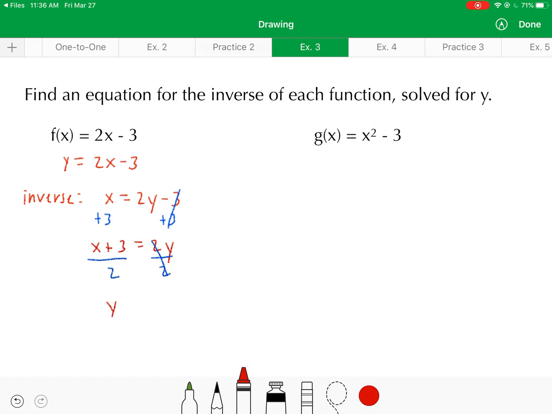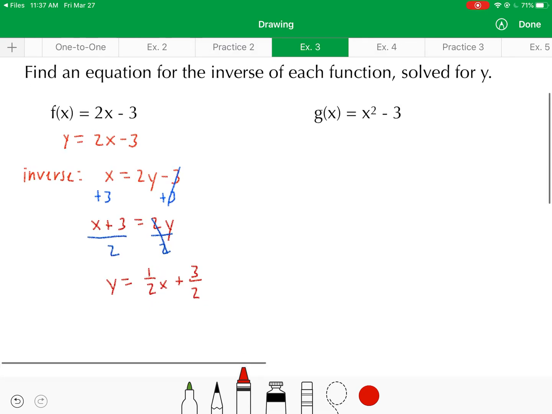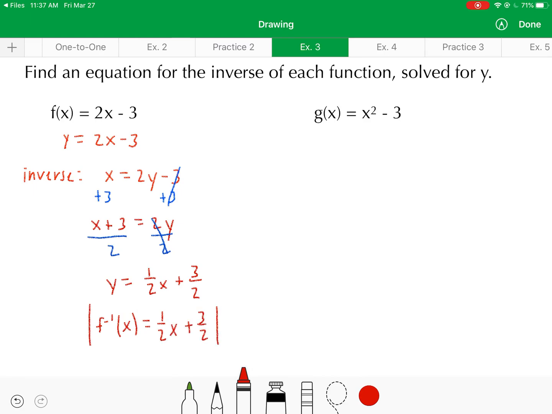And let's reverse everything here. I'm going to say that y equals 1/2 x plus 3/2. There's my inverse, and then I'm going to finish off by using inverse notation here. Instead of y, I'm going to write this as the inverse of f of x equals 1/2 x plus 3/2.